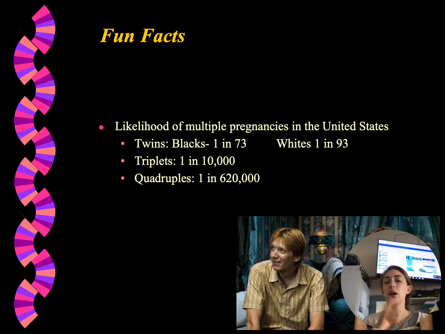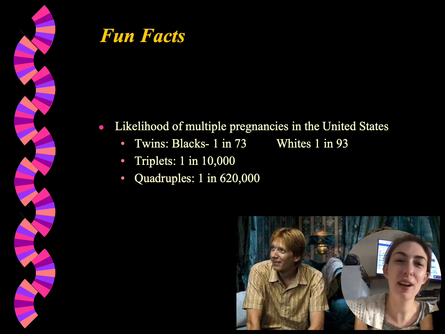Now, please keep in mind, sometimes these numbers change based on how much people are having children. Our fertility rates have gone down in the United States, and so the chances of having twins are a little bit lower now. But overall, it's rare to have a higher number of children.